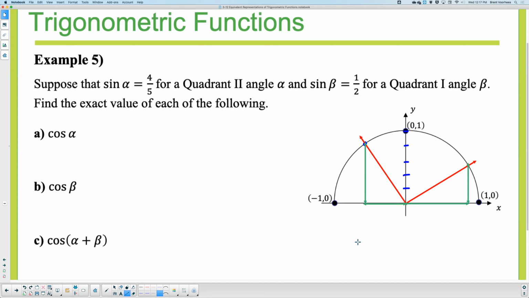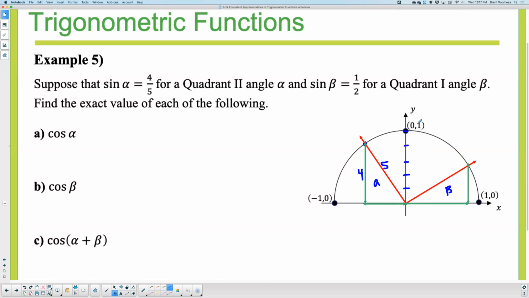Okay. Right now, here's what I know. For angle A, I'm going to call this triangle A over here. And this one will be my beta, triangle beta. For triangle A, here's what I know. The y value is 4 if the radius were 5.